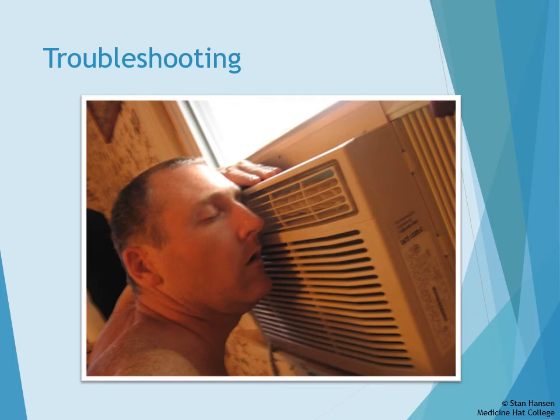When diagnosing the control circuit, always check to see if you have voltage first. Either check the transformer or check the electronic circuit board to make sure you have 24 volts between the R and the C contact. If you don't have that voltage, then we know that there's a problem with the supply voltage for the control circuit.